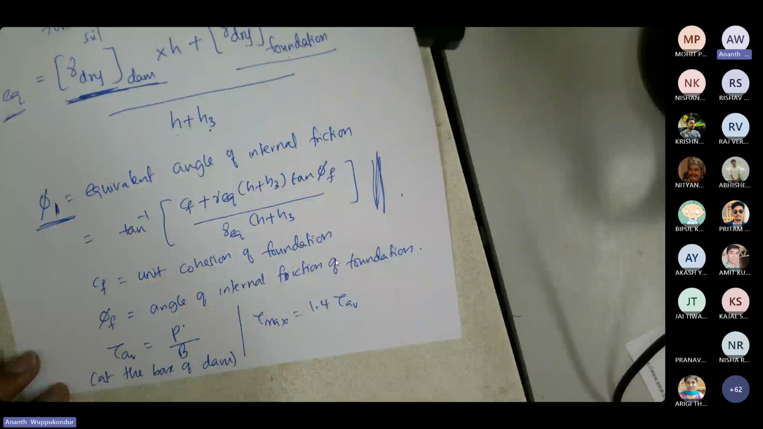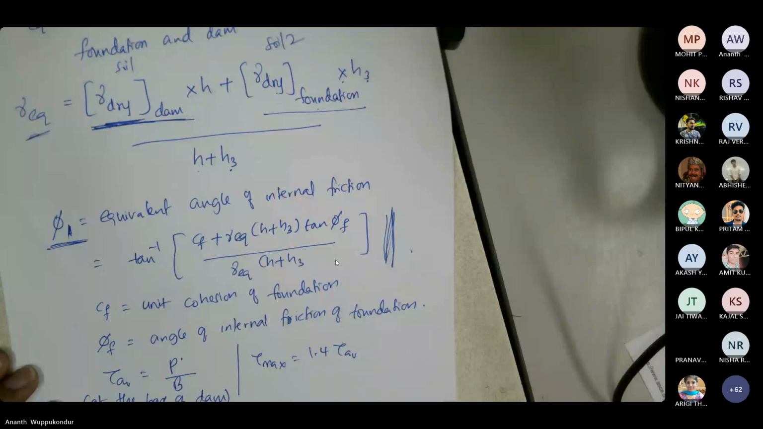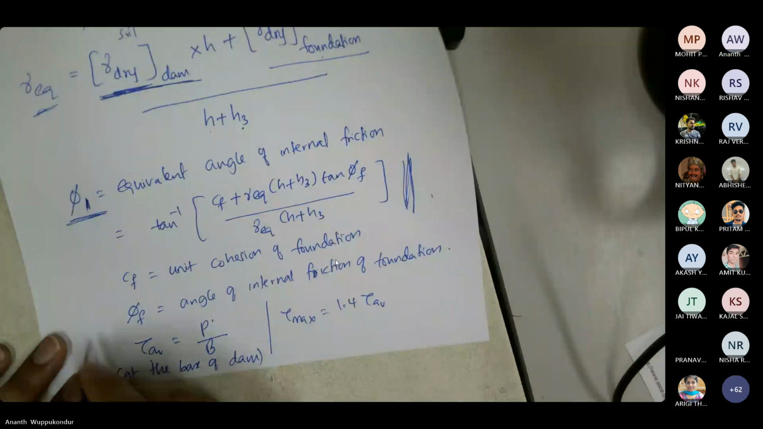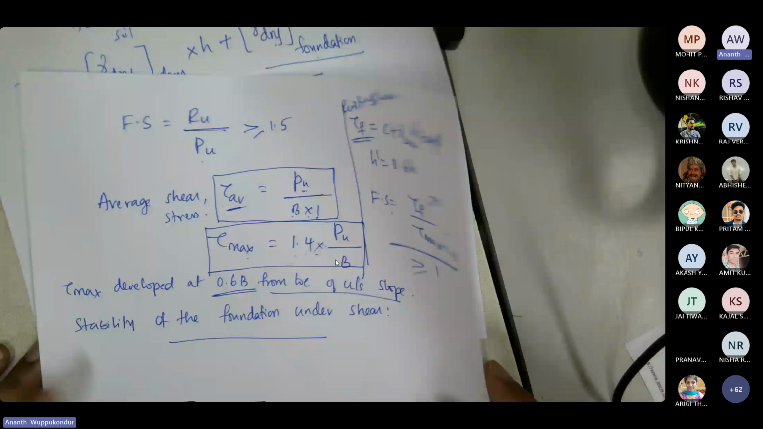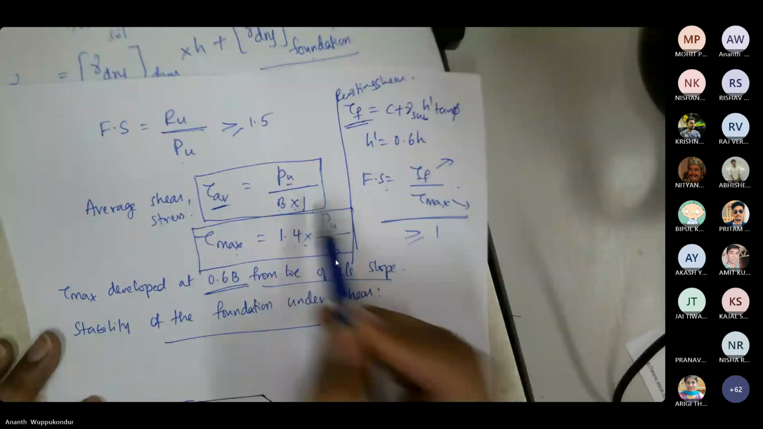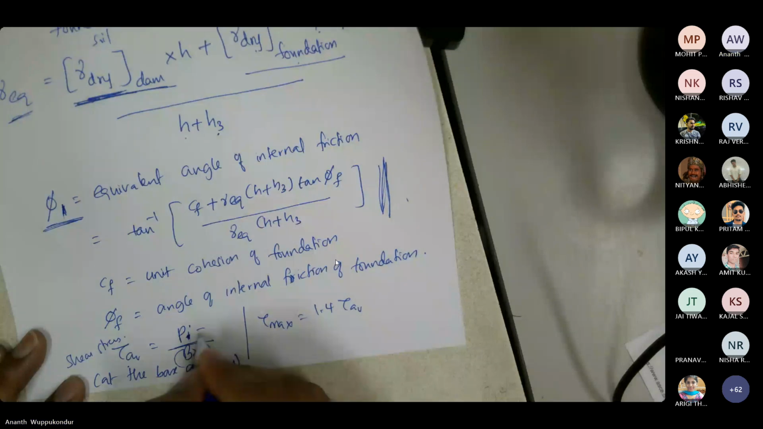Now, once you calculate the pressure P, then you can calculate the average shear stress. So the shear stress is the horizontal force P1 divided by the area. Earlier we did this, if you remember, the average shear stress is tau equals Pu by B times 1. So we are doing the same thing here: P divided by B times 1, where P is P1 minus P2.